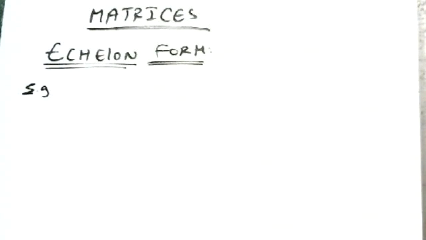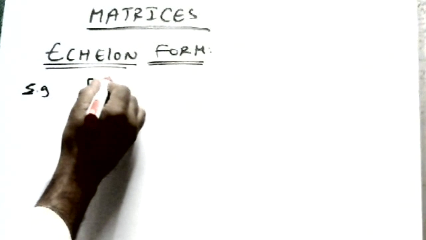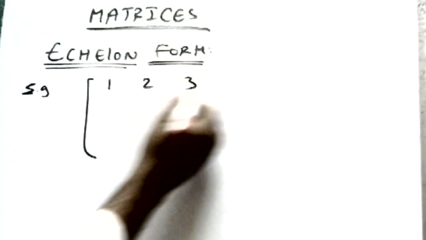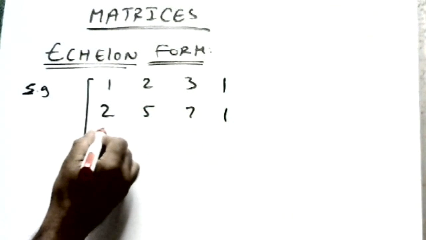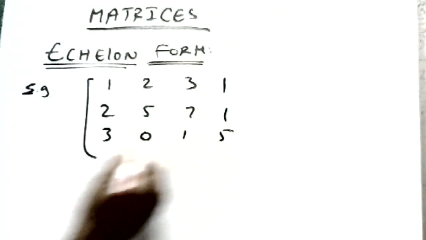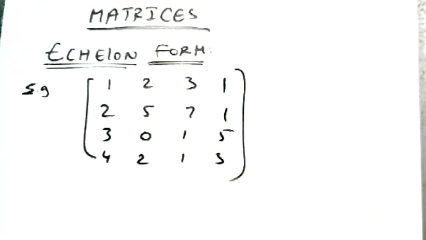Now, let me start with the echelon form. What is actually echelon form? I will give you an example to make you understand this one. Let us suppose we are having a 4 by 4 matrix: 1, 2, 3, 1; 2, 5, something, some numbers maybe; and 3, 0, 1, 5; 4, 2, 1, 3.